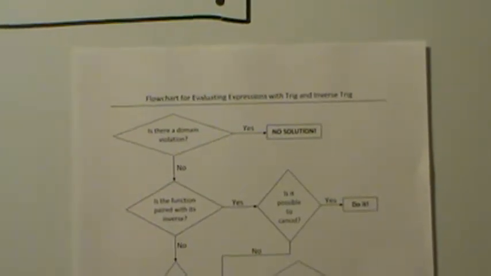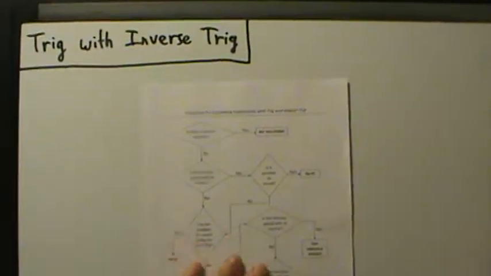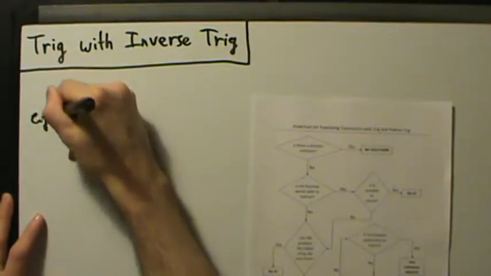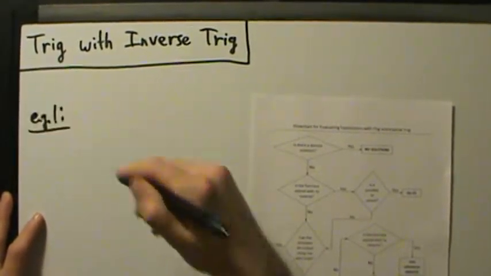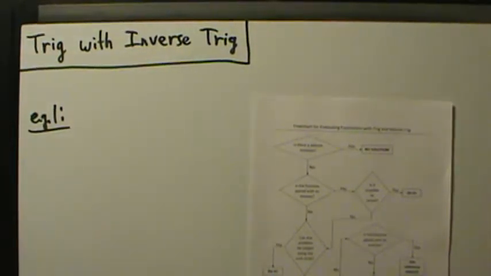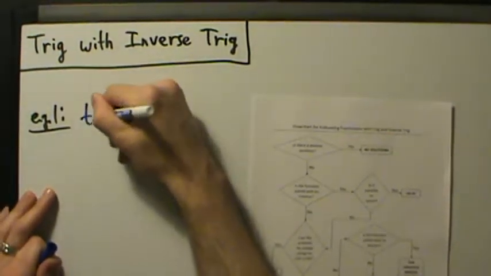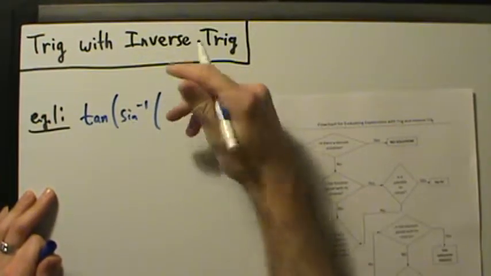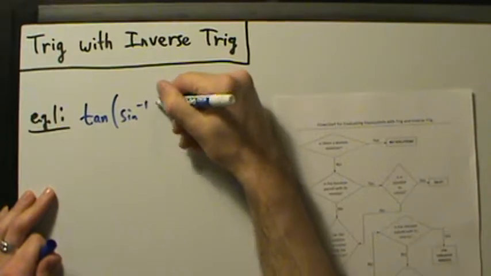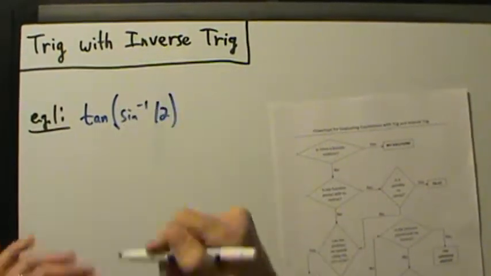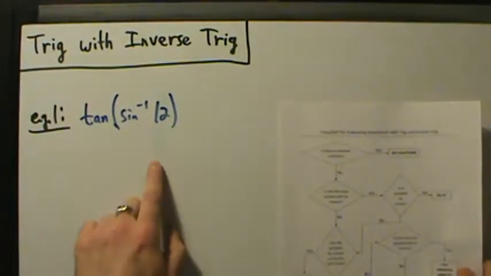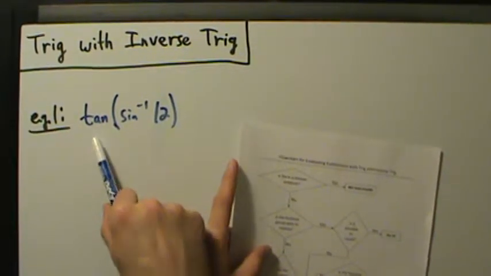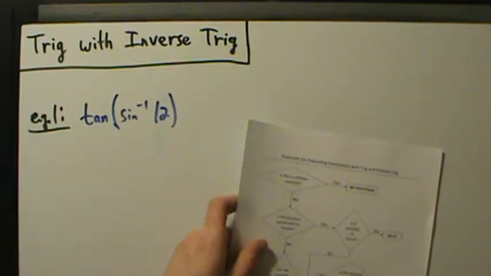So let's zoom out a little more. Example 1. Let's say we want to evaluate tangent of the inverse sine of 12. Okay, tangent of the inverse sine of 12. So we go to our flowchart. It's a trig function with an inverse trig function, so it's trig with inverse trig.